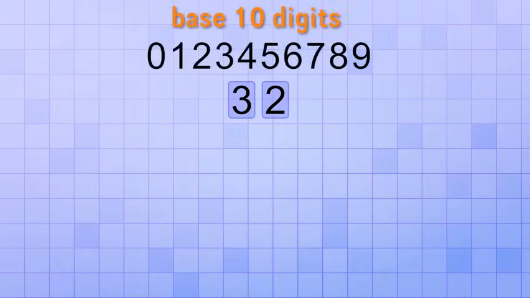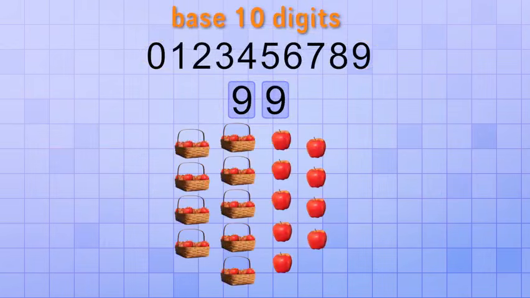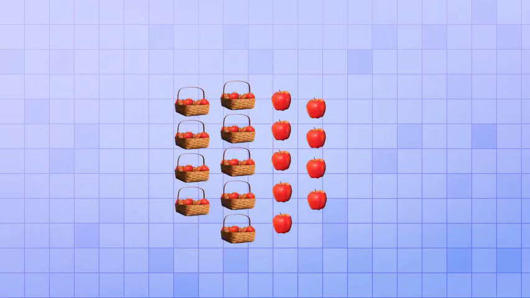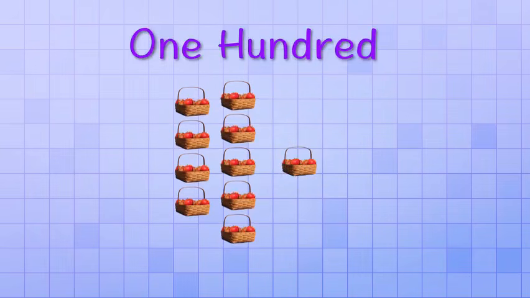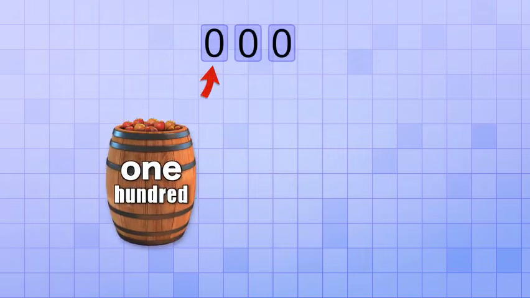In fact, using only our 10 digits and these 2 number places, we can count all the way from 0 up to 99. At 99, both of our number places are maxed out with the highest digits, and we won't be able to count any higher unless we get another number place. If we've picked 99 apples, and then we pick just one more, we'll have exactly 100 apples. And if we make a group from those 100 apples, we can use this new number place to count how many groups of 100 we've picked.